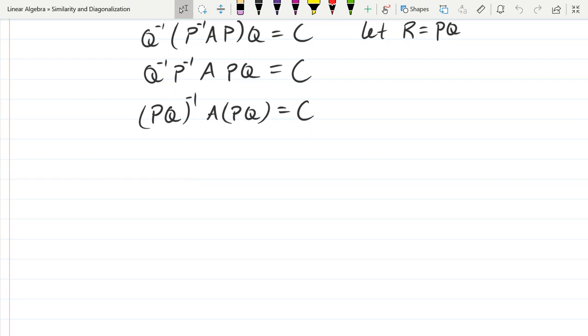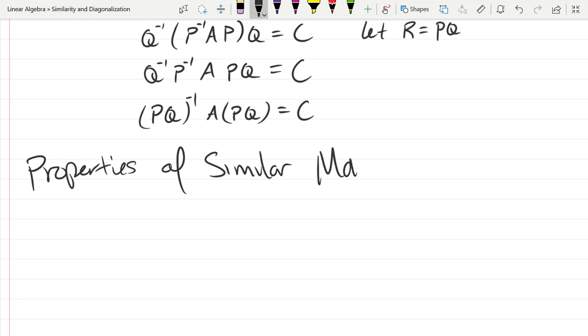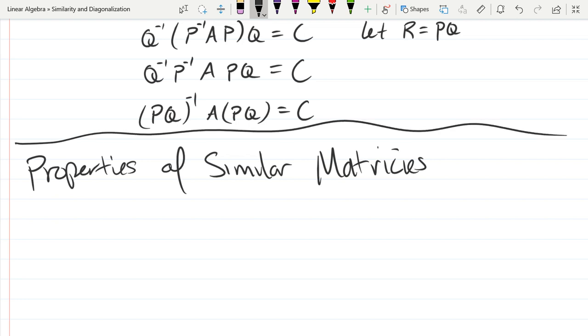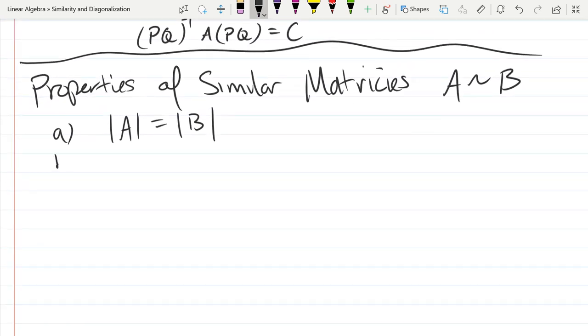So these will be some algebraic, well, these are more than just algebraic properties. They're just properties of similar matrices. So in this, A is going to be similar to B. So A and B will be the similar matrices. All right, so first of all, determinant of A is determinant of B. So that is one property they have.